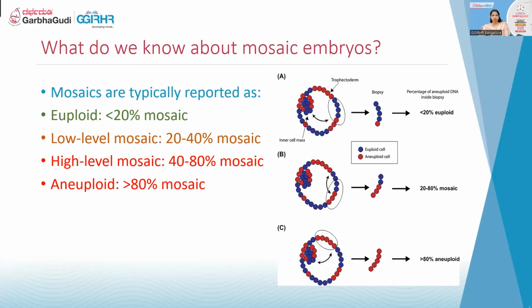It will autocorrect. If it is a low-level mosaic, that is 20 to 40%, we can transfer with the signature of the couple, saying that they are willing to go for a pregnancy as a second or as a last chance for them. If they have any other healthy embryo, we can transfer that as the first choice. This can be kept as the last choice for the couple, and with their consent, we can transfer. And for high-level mosaic and aneuploidy, we should not transfer, as that will end up with a probability of an unhealthy baby.